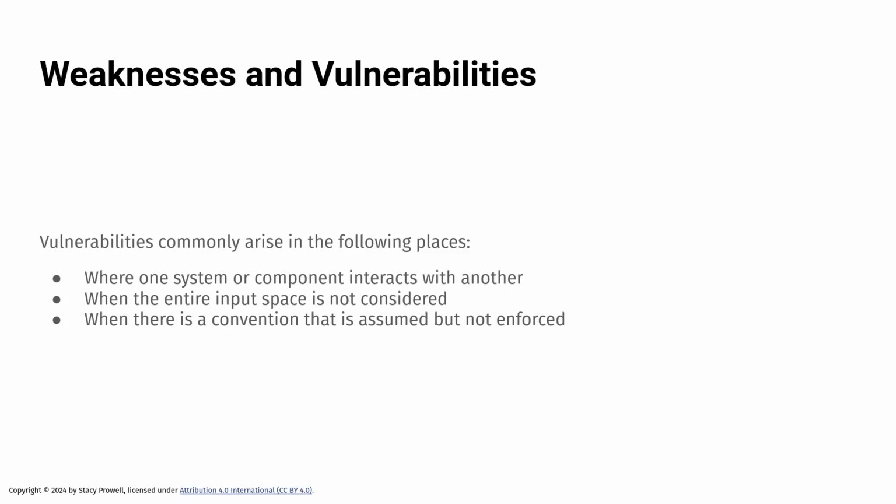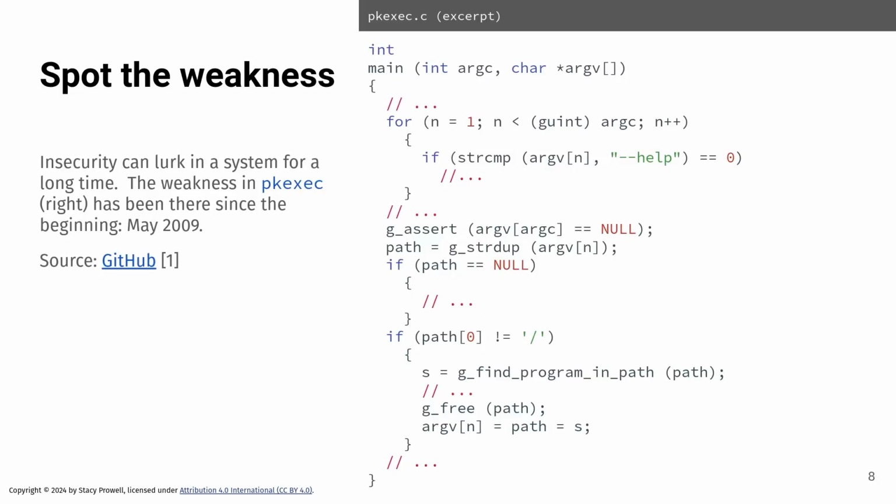They occur when the entire input space hasn't been properly considered. So we should look for that. And they occur where there's a convention that is assumed but not enforced. I've mentioned all these points before, but bear these three things in mind as we look for the vulnerability. So here is the vulnerable code from pkexec. This is an excerpt from pkexec.c taken out of the GitHub page where it is stored.